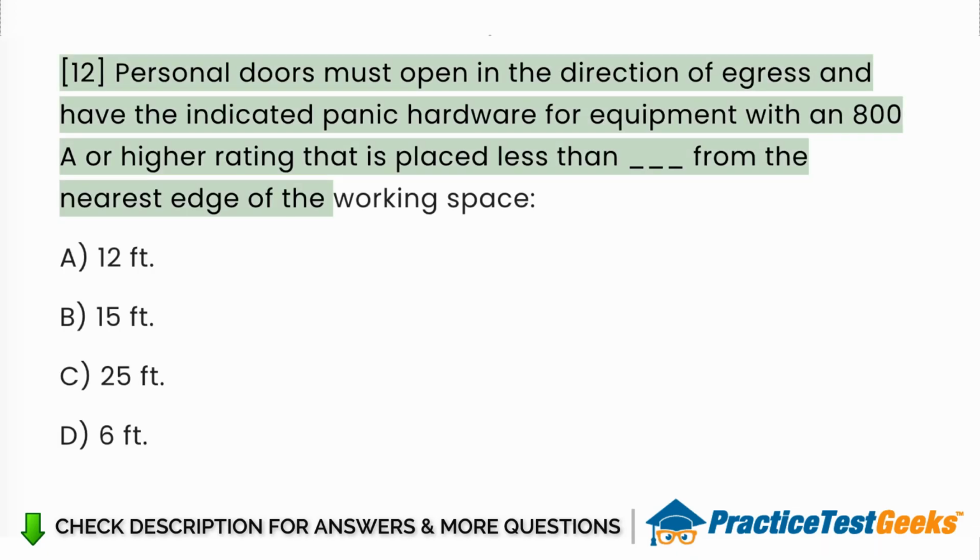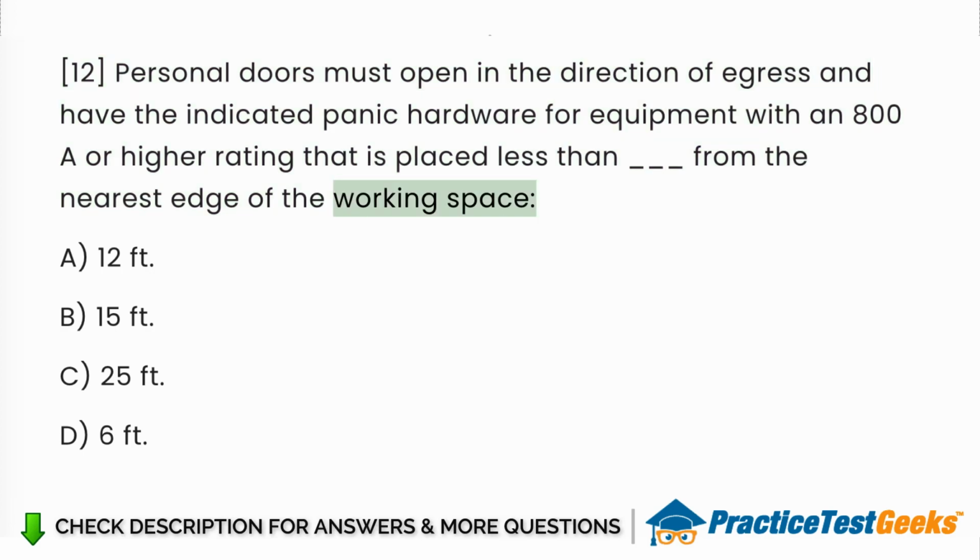Personnel doors must open in the direction of egress and have the indicated panic hardware for equipment with an 800A or higher rating that is placed less than blank from the nearest edge of the working space. A. 12 feet. B. 15 feet. C. 25 feet. D. 6 feet.